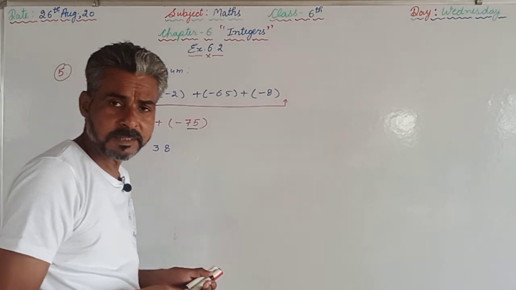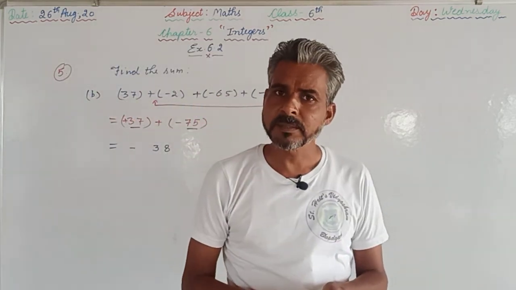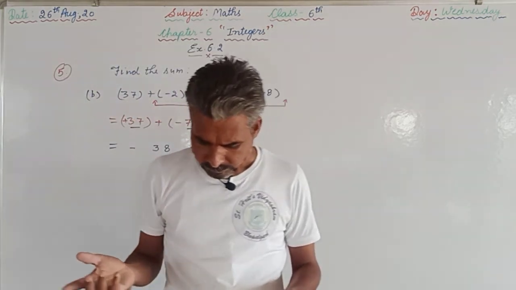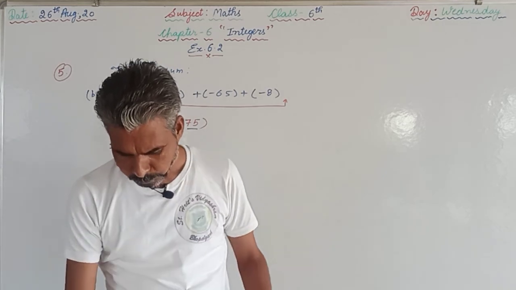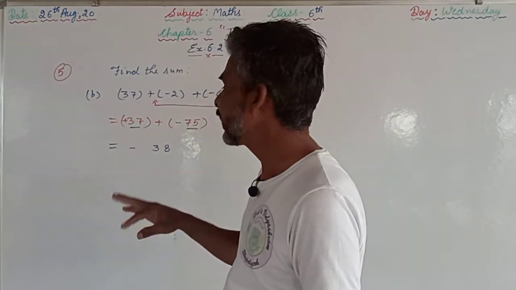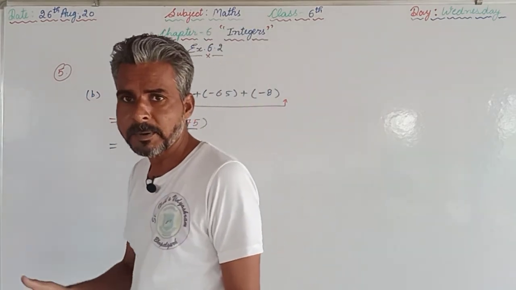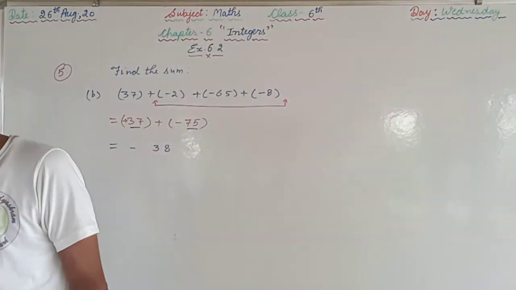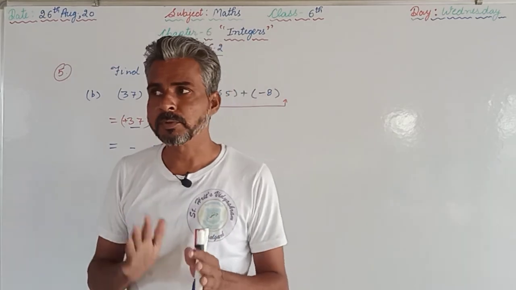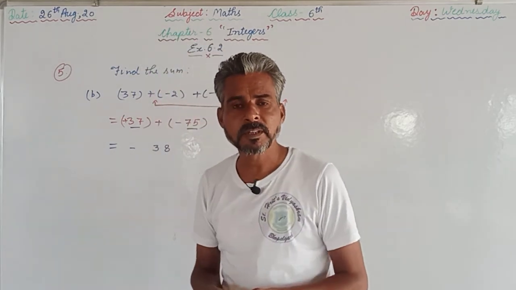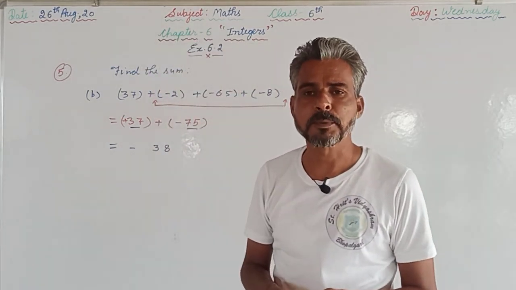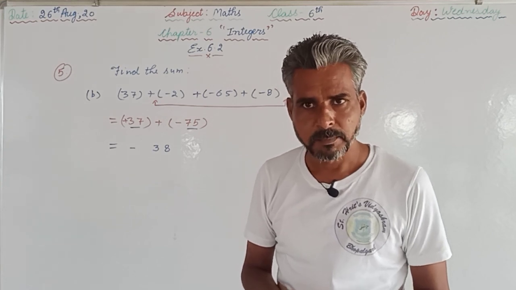I hope that you have understood how to proceed with the addition of integers. And now the homework is there, so you are supposed to solve each and every question of exercise 6.2. Question number 1 all the parts, and questions 2, 3, 4, 5 all the parts you are supposed to solve. After completing the homework you are supposed to take a picture of it and upload it on the school's WhatsApp number.